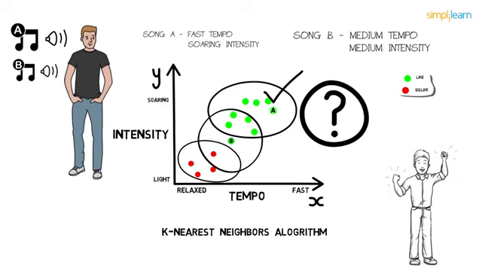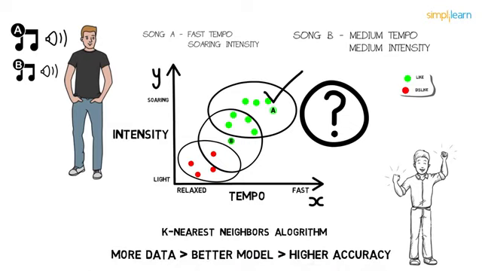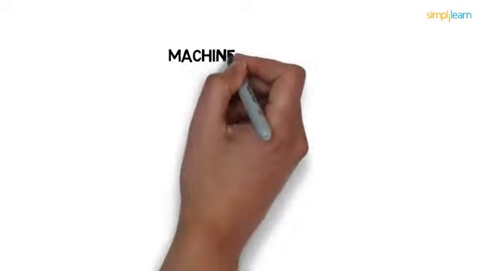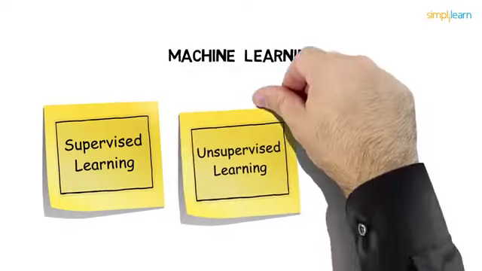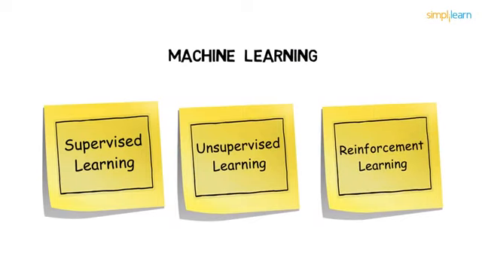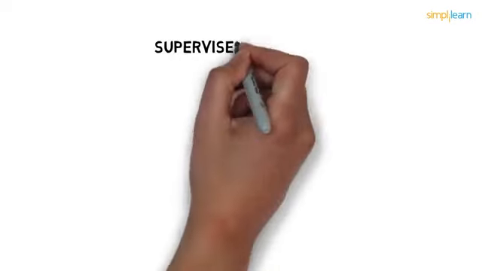But what happens when the choices become complicated, as in the case of Song B? That's when machine learning comes in. It learns the data, builds the prediction model, and when the new data point comes in, it can easily predict for it. More the data, better the model, higher will be the accuracy. There are many ways in which the machine learns. It could be either supervised learning, unsupervised learning, or reinforcement learning. Let's first quickly understand supervised learning.